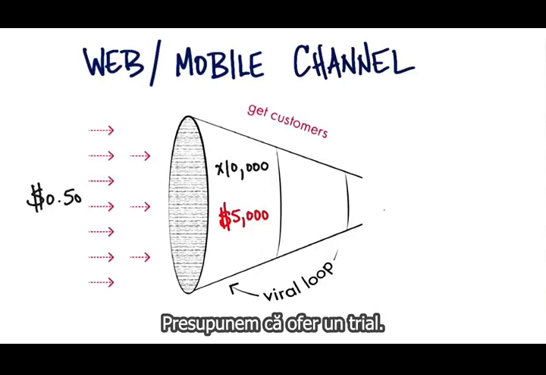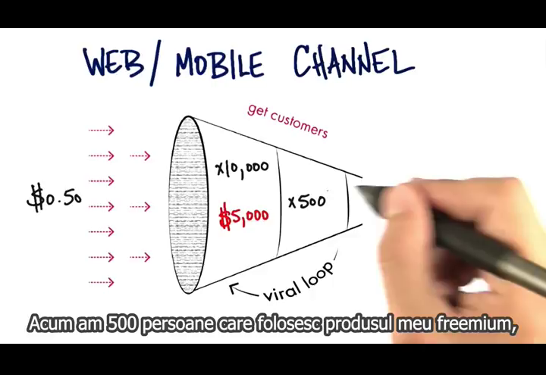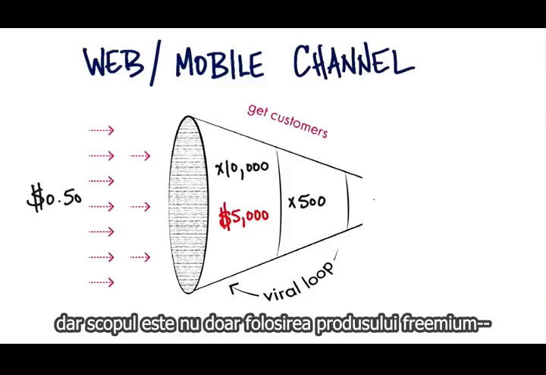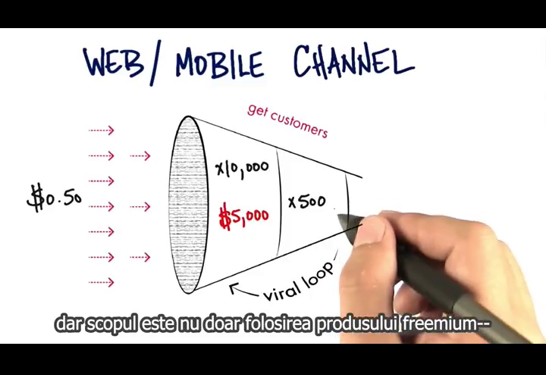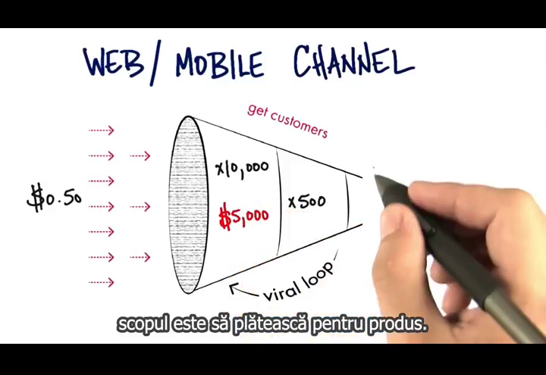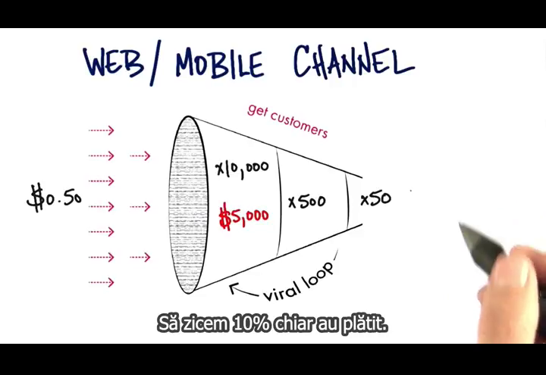Now what's interesting is, assume I'm offering a trial and assume that maybe just 5% of the people who I've acquired actually now take the trial. And so I now have 500 people using my freemium product. But the goal is not to just have them use a freemium product. The goal is to actually have them pay for it. And what's interesting is, assume 10% of those now actually pay.